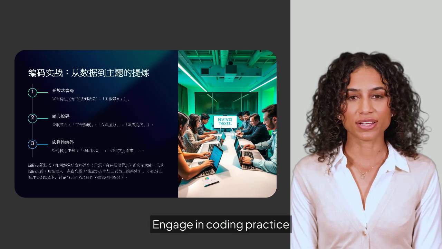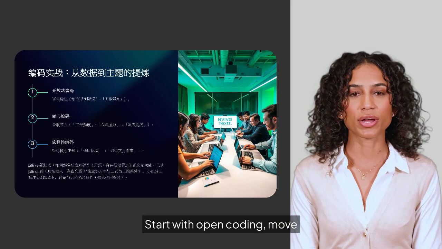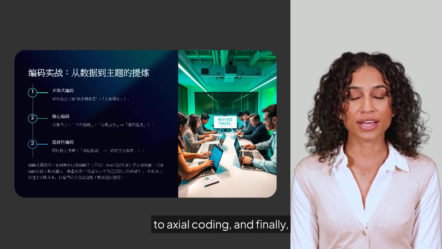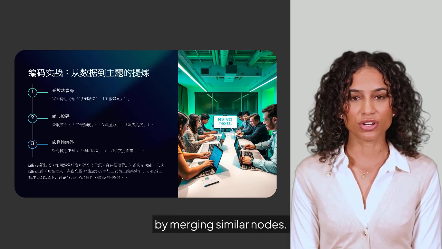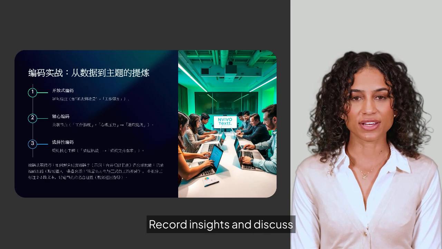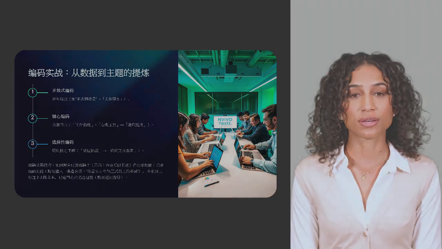Engage in coding practice, transforming data into themes. Start with open coding, move to axial coding, and finally selective coding. Avoid overcoding by merging similar nodes. Record insights and discuss node naming conventions. Group work will be guided by instructors.